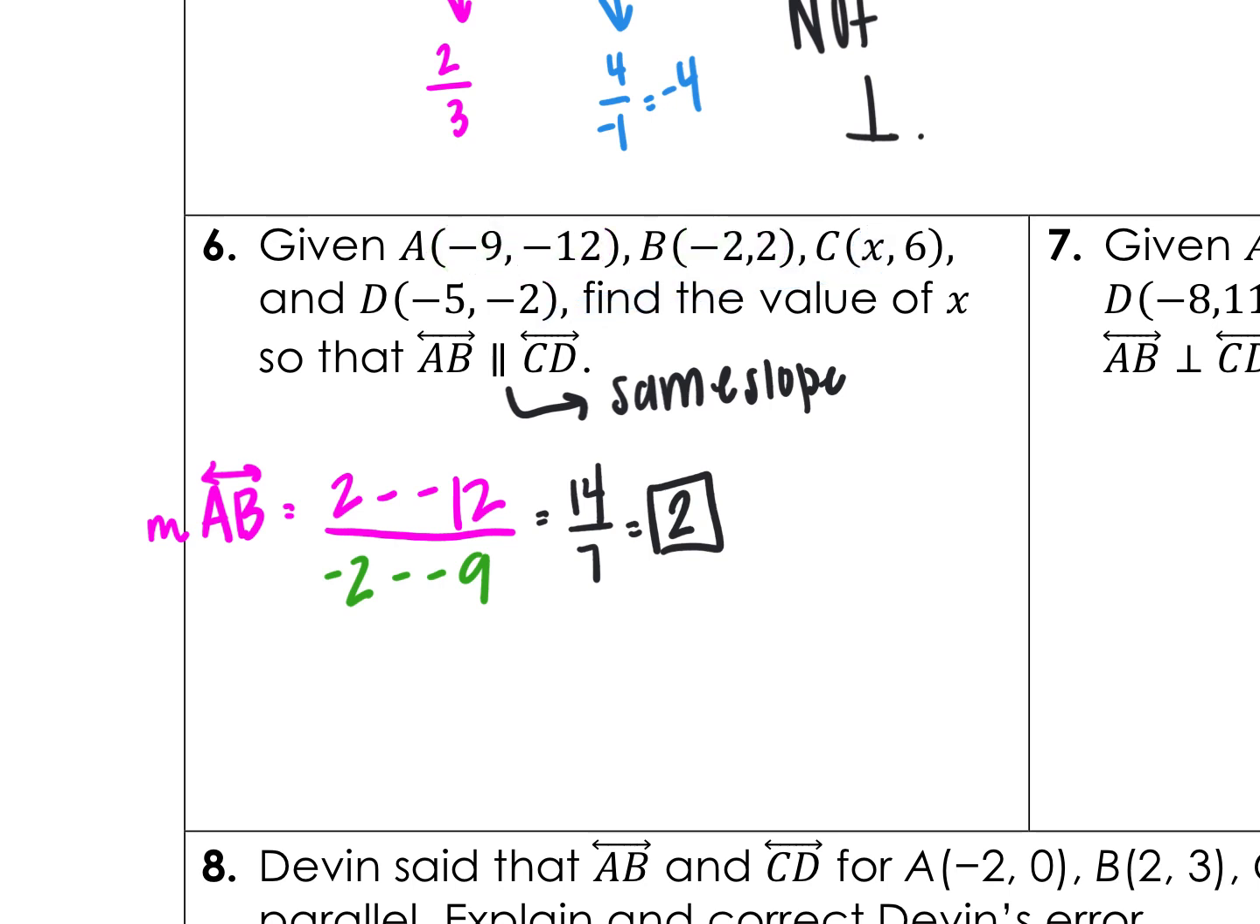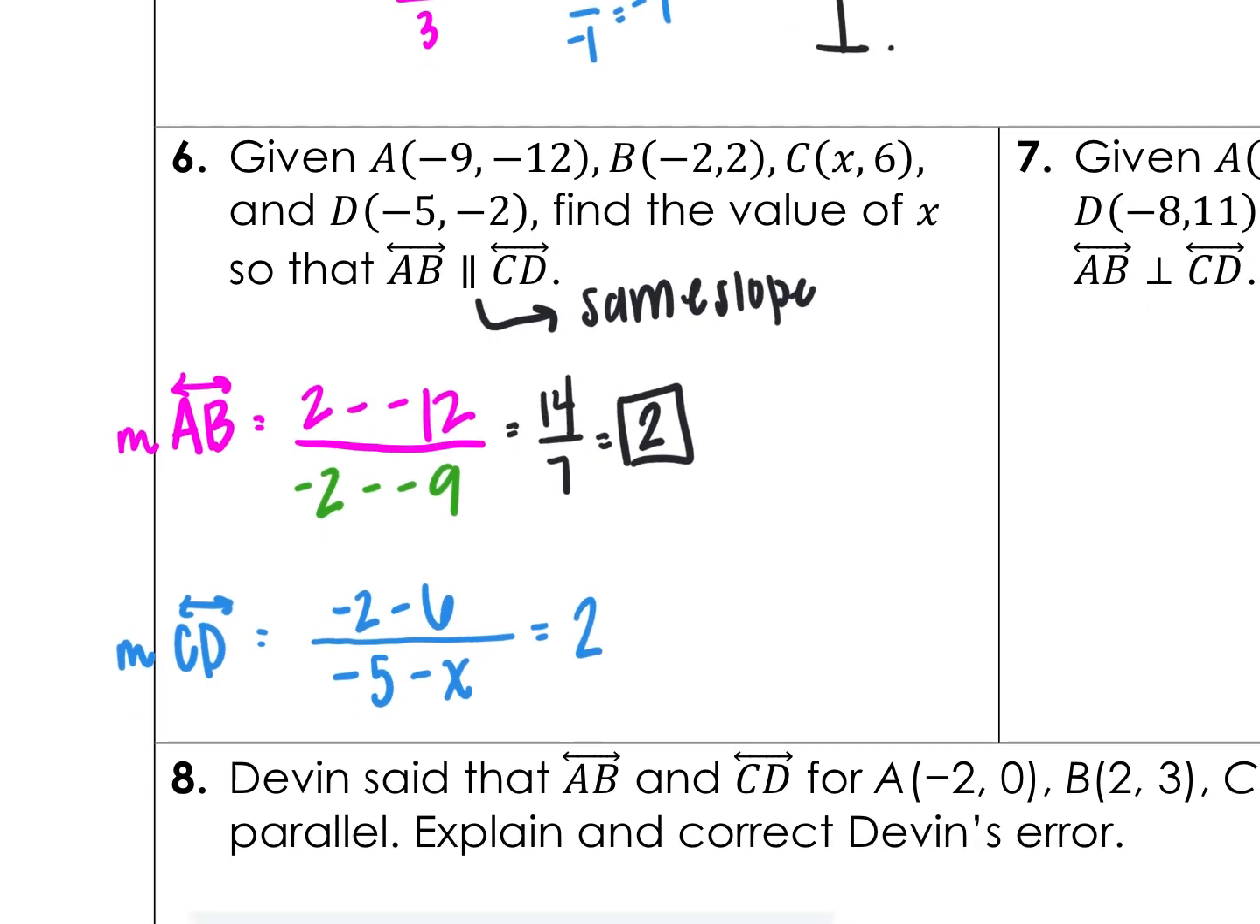Let's start by plugging in what we know. So we know so far the slope of CD is going to be the change in the y's. So we can do -2 minus 6 over the change in the x's, -5 minus, we don't know that x value. But we do know that we want the slopes to be parallel. So we do know that we want it to be 2 so that it can have the same slope as AB. Now you've just got a little equation that we need to solve.